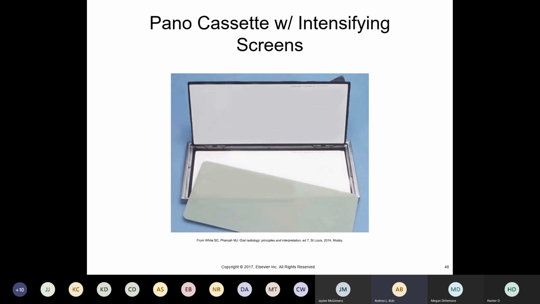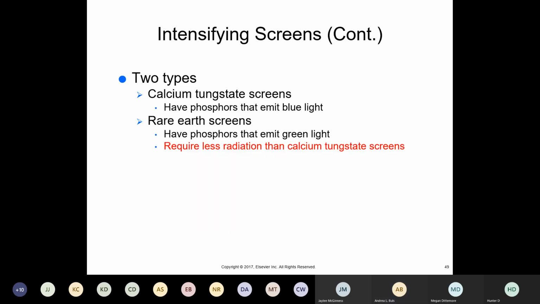Here's the panoramic cassette with those intensifying screens I was talking about. That gray piece that's laying there is an exposed piece of film. And then you can see the white pieces of plastic on the lid and the base of that cassette. Those are the intensifying screens. I don't require you to know the kinds, but we talked about that some of them are specific to blue light, some are specific to green light. So you want to make sure your film and your intensifying screens match.